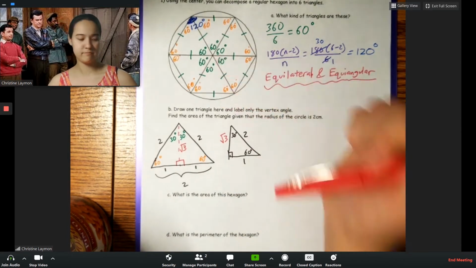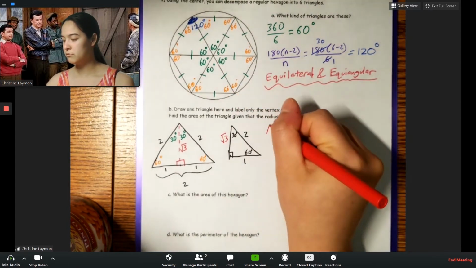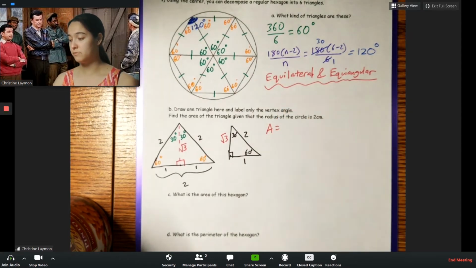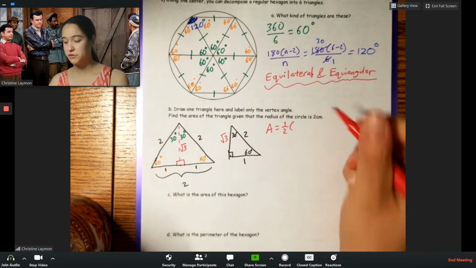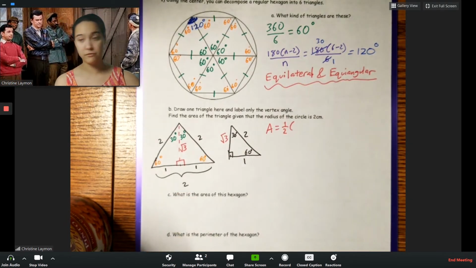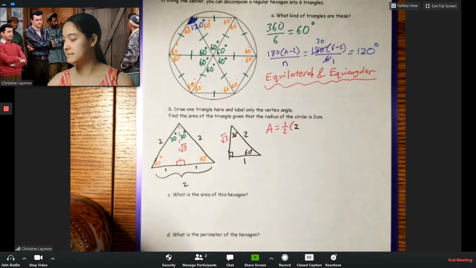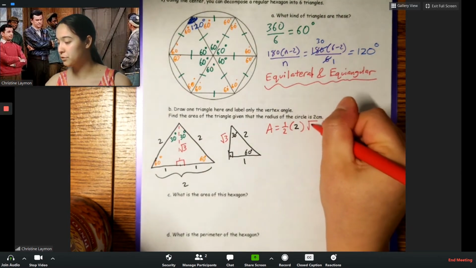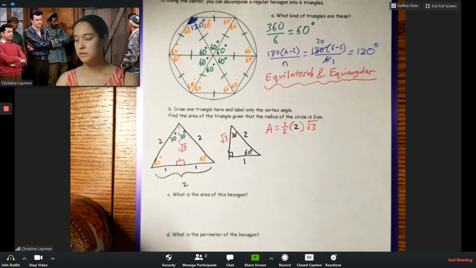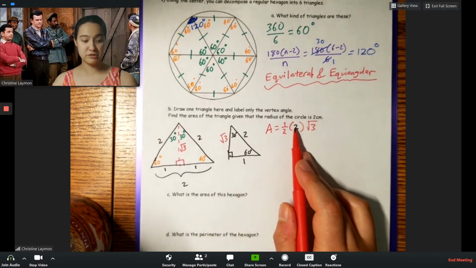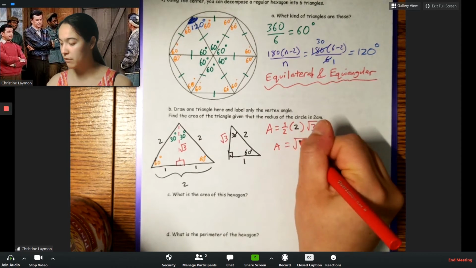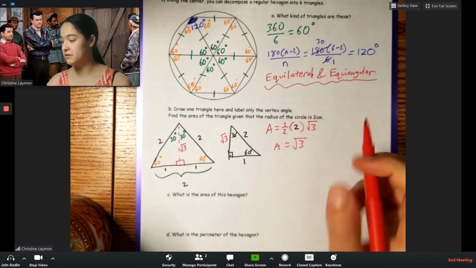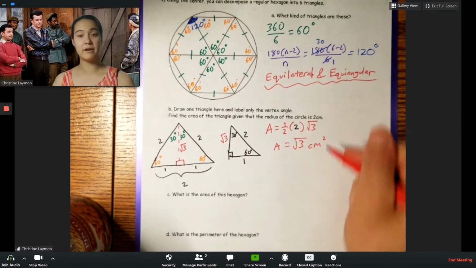So to find the area of the triangle, they're not talking about the small one, they're talking about the big one. Okay, so area of that big triangle is 1/2 times the base of 2. Come through and use that black for 2. Times the height. And the height is the root 3 that we just found. Well, half of 2 is just 1. So my area is square root of 3, and units are centimeters squared.